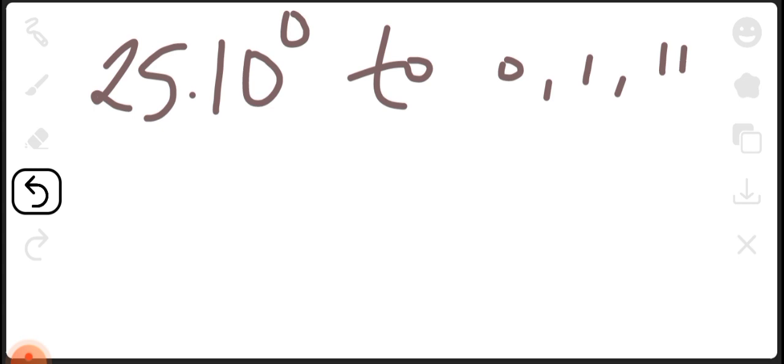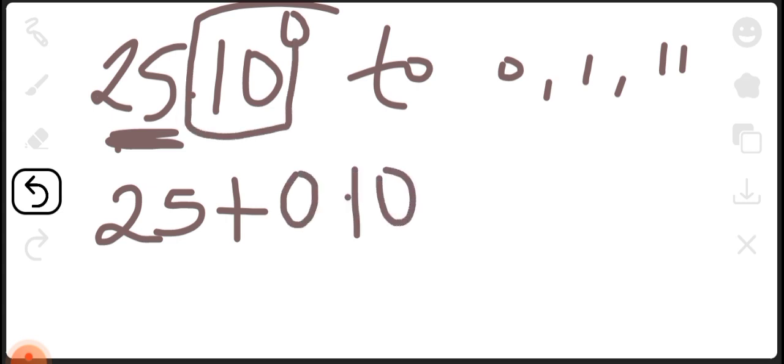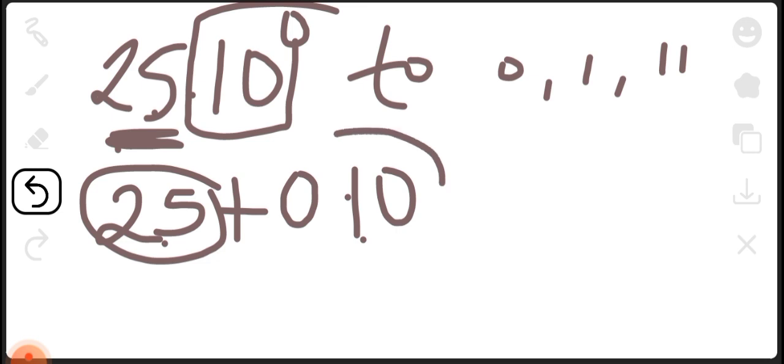Remember the first thing I told you: check for the whole number that is there, which is 25. So that means we have 25, plus this other part, which is 0.10. The part that doesn't have any decimal, you leave it. Then you convert the part that has a decimal to minutes.